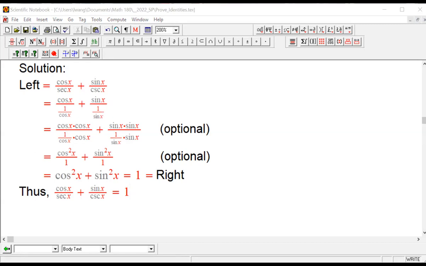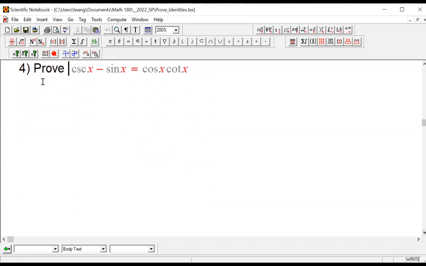So let's see what else. I think number 4 might interest you. Number 4, we have cosecant x minus sine x equals cosine x multiplied by cotangent x. And of course, we are going to prove it.